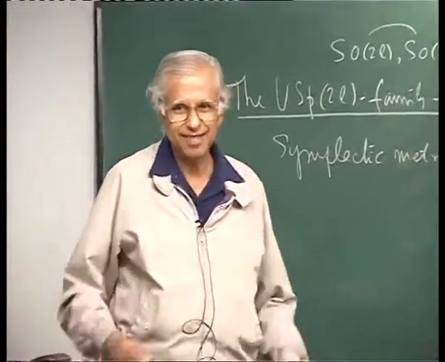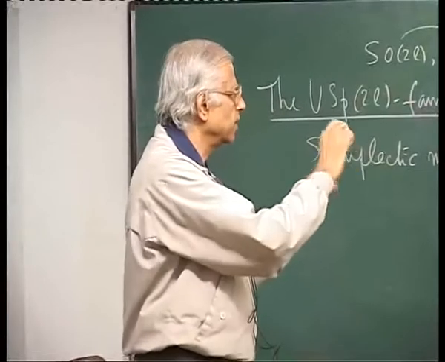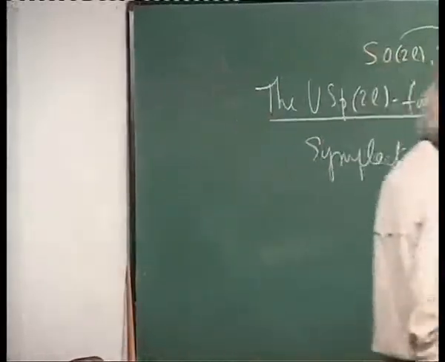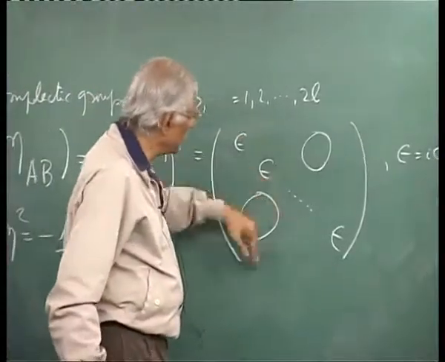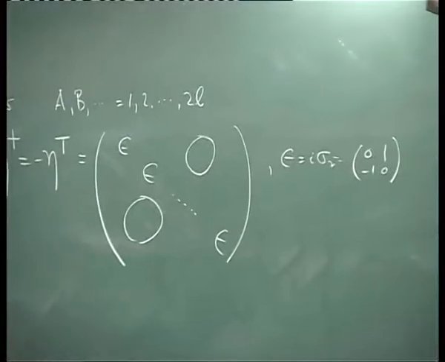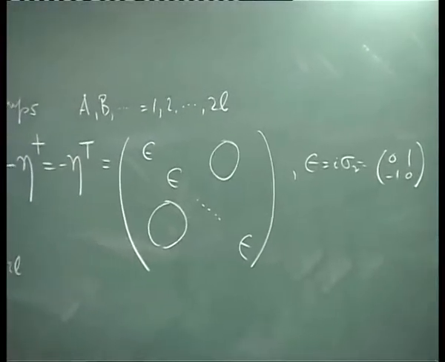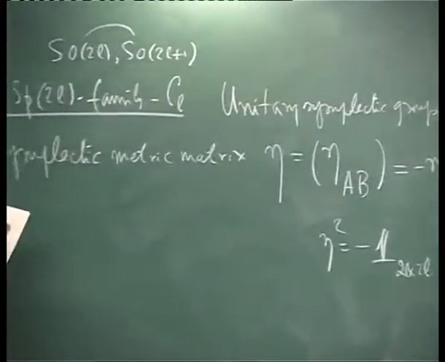And this is the braiding. Each epsilon is 0, 1, minus 1, 0. 0, 1, minus 1, 0, all along the diagonal. Away from the main block diagonal, you have all zeros. So you have to learn to deal with this matrix.